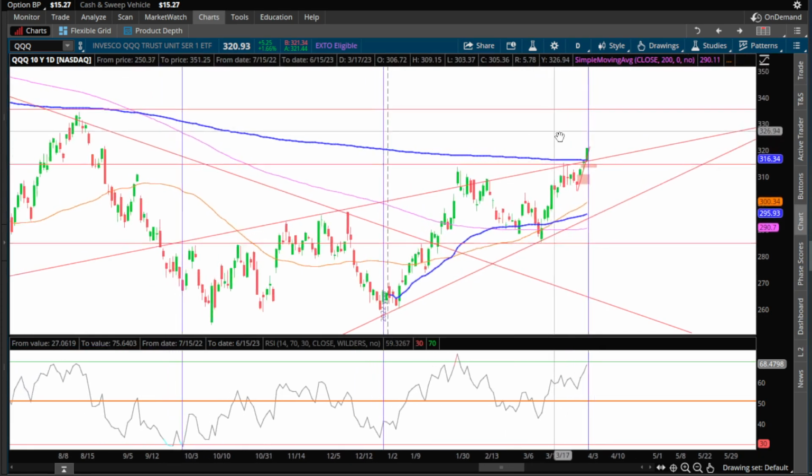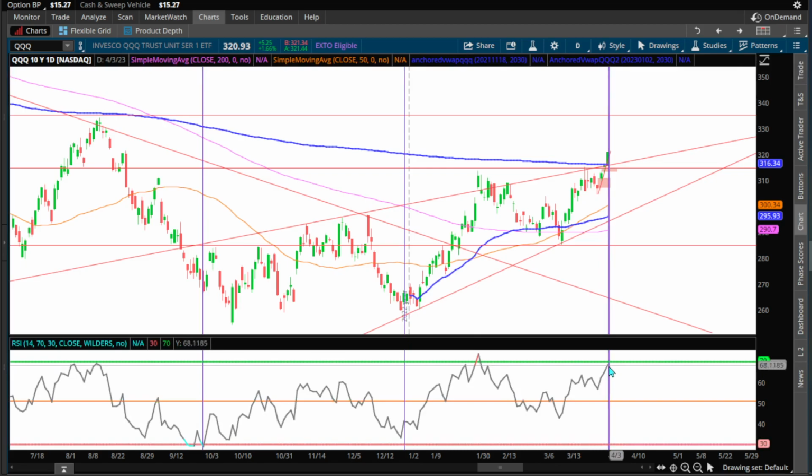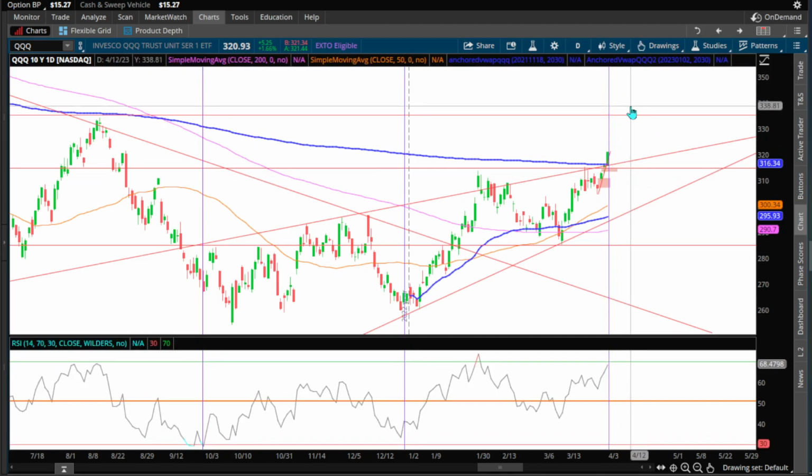Now what happens if we just continue up from here? I always want to bring up that situation. If we do continue up from here, we're going to get into some serious overbought conditions. And then I do want to remind you that we have these gaps down here. We have 2 gaps right there.